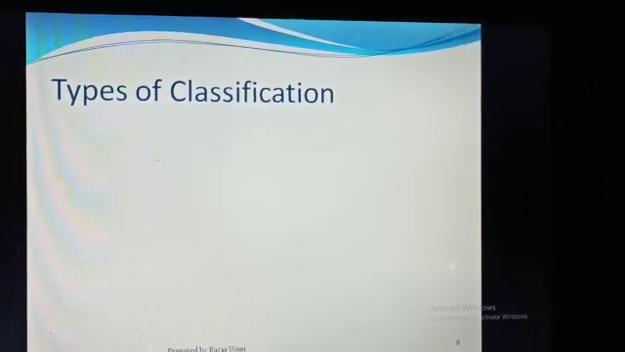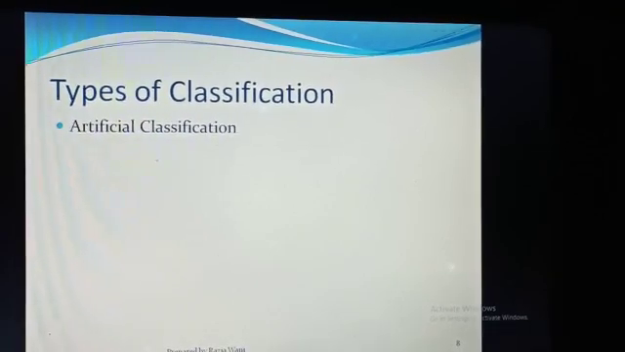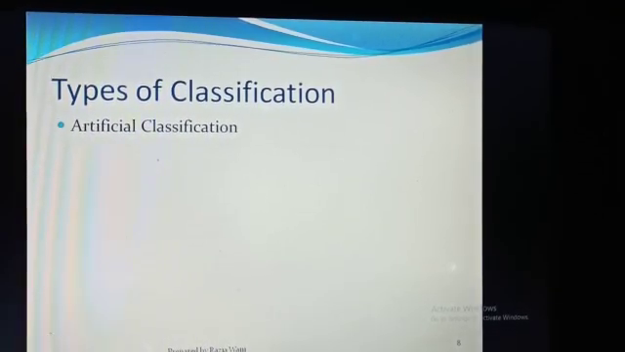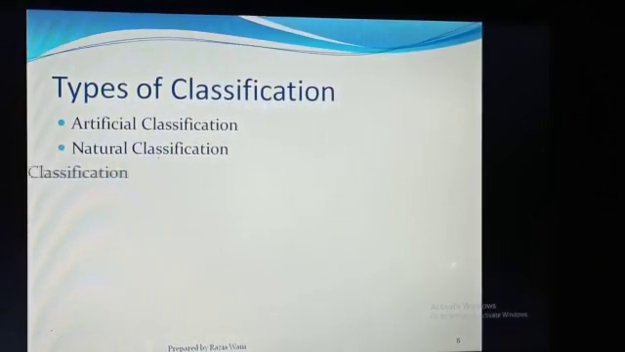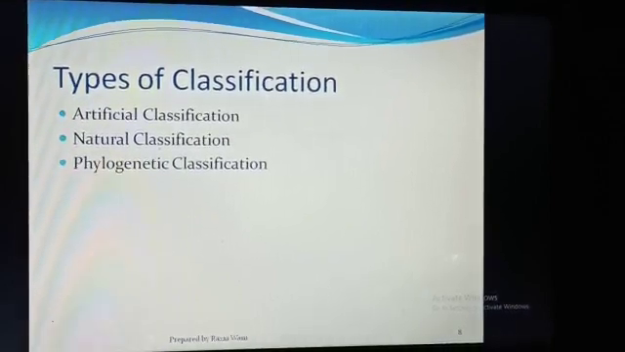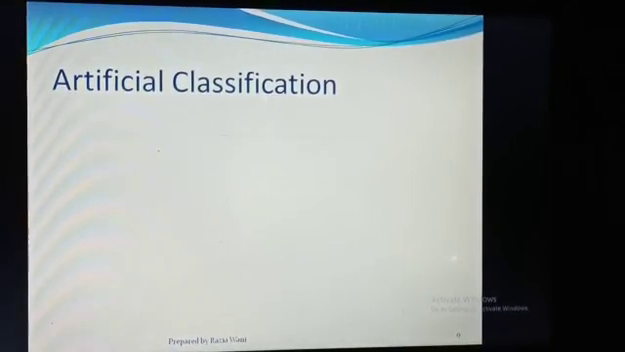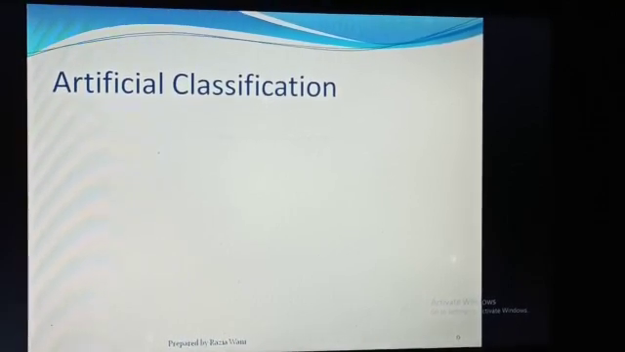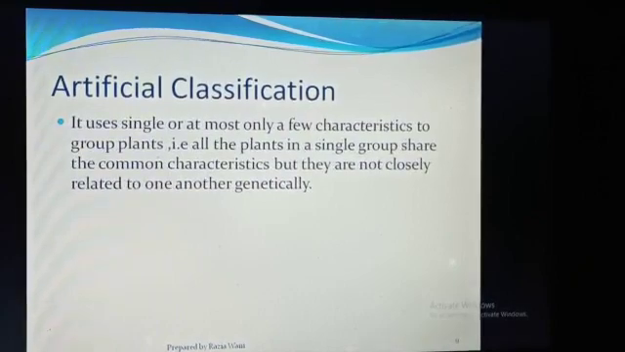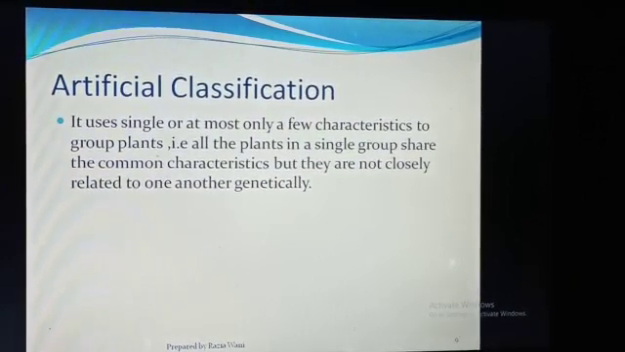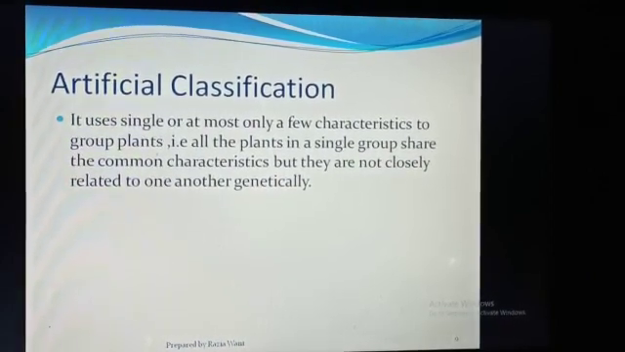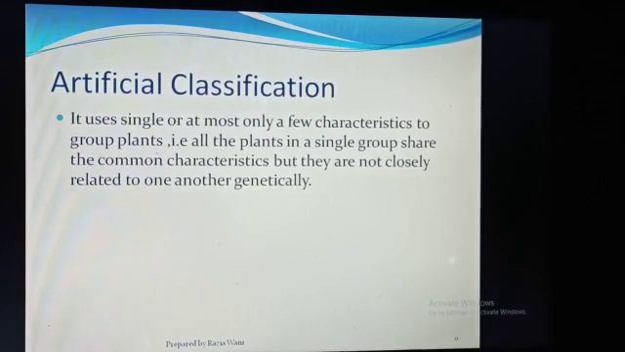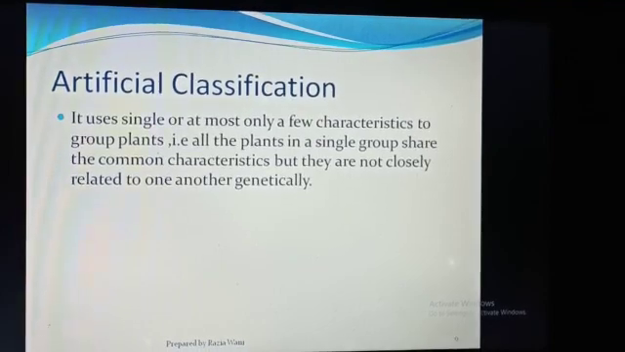Then there come the types of classification. Number first is artificial classification, number second is natural classification, and number third is phylogenetic classification. Now first we will see artificial classification. It uses a single or at most only a few characteristics to group plants, that is, all the plants in a single group share the common characteristics, but they are not closely related to one another genetically.